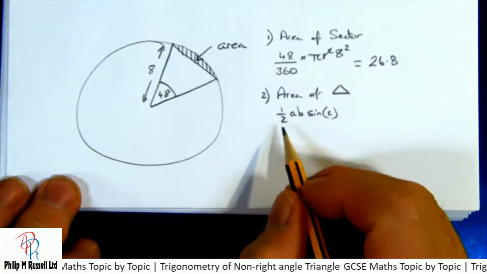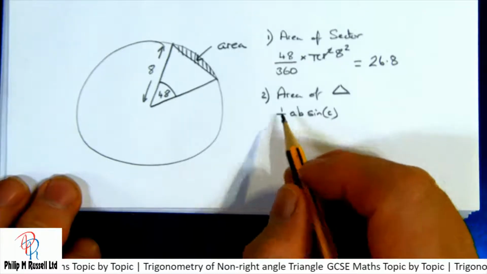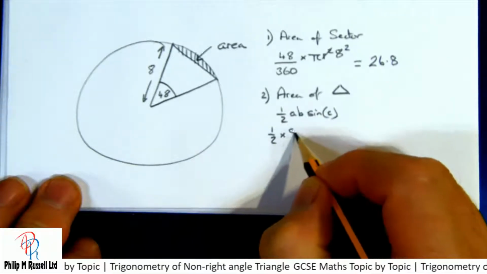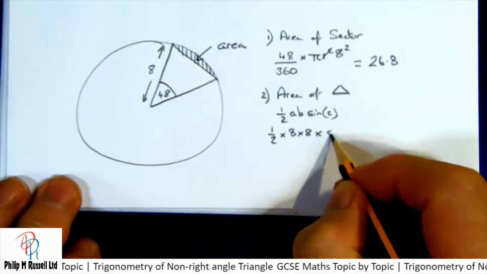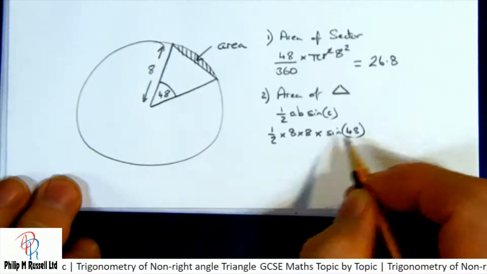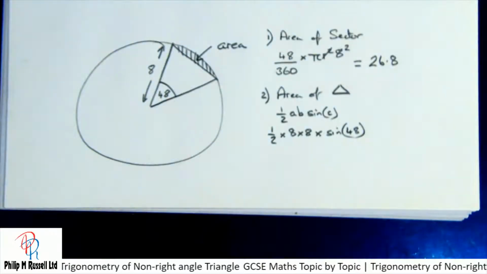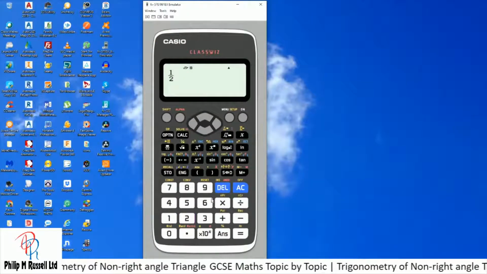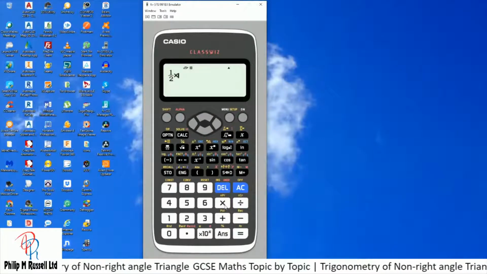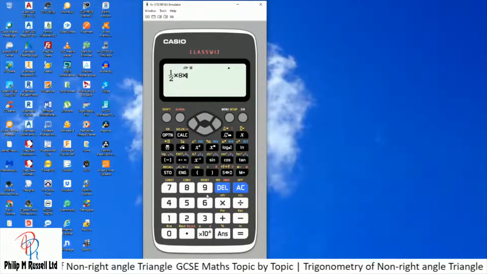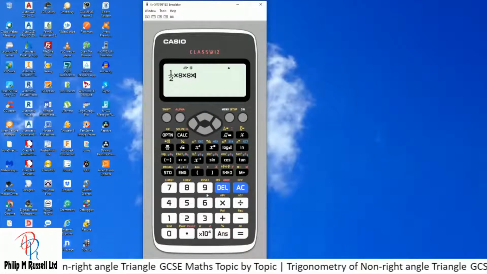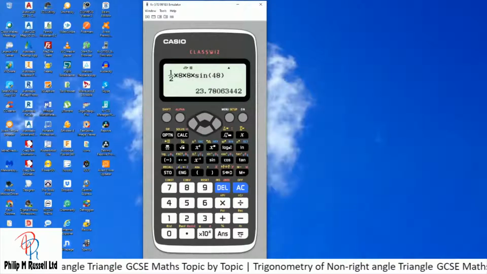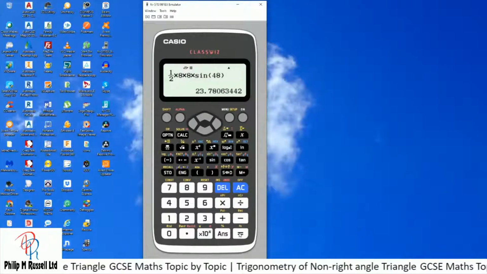Now, to work out the area of the triangle, and here it's going to be a half AB sine C. So let's do that, which is going to be, both sides are going to be 8. So we've got a half of 8 times 8 times the sine of 48. Let's do that. So I can do this largely in my head, but we're going to do it this way just for being complete. And then I'm going to times by the sine of 48. And there we've got 23.78.